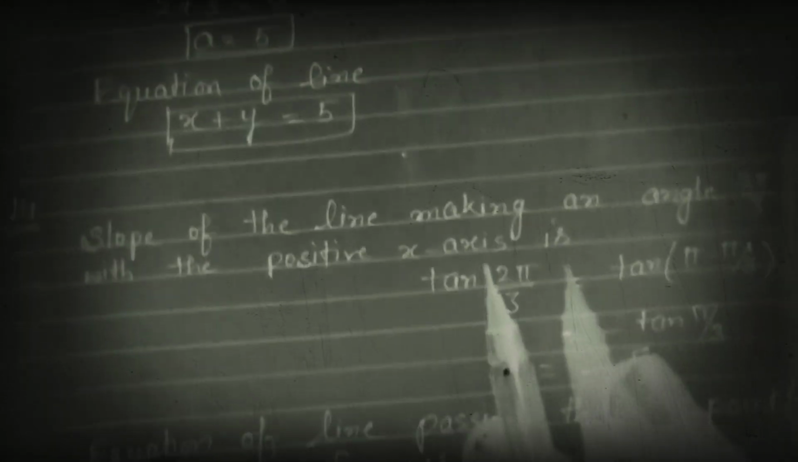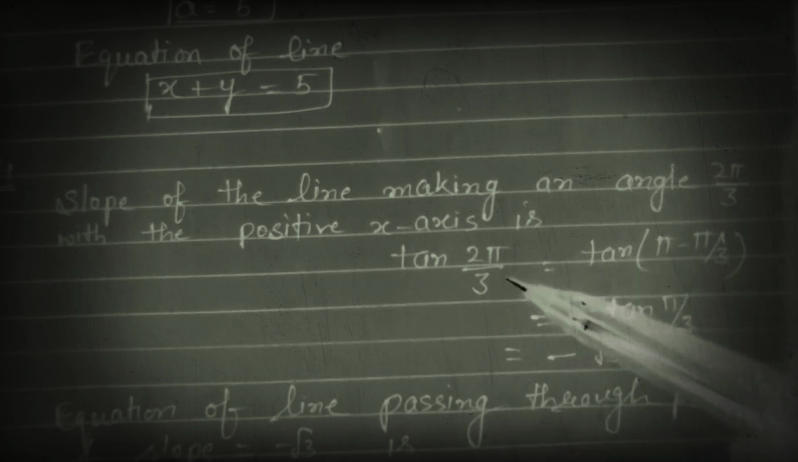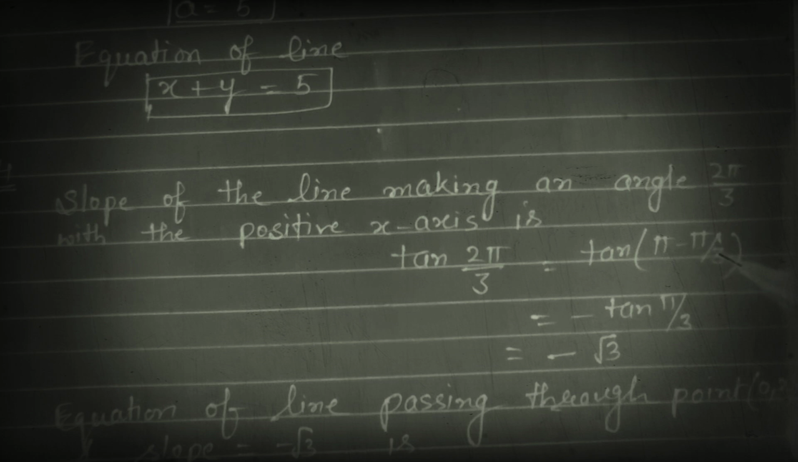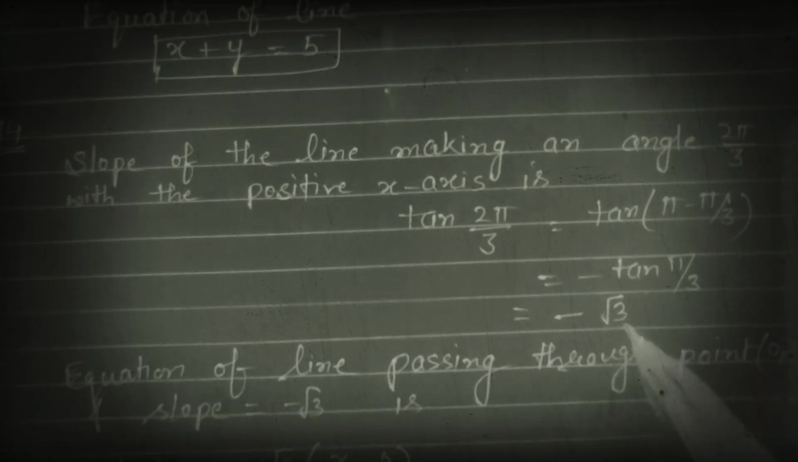Firstly, we have to find the equation of the line whose slope is tangent 2π/3. Tangent 2π/3 is tangent (π minus π/3). 2π/3 can be written as π minus π/3. In the second quadrant, tangent is negative, so we write minus. Since it is tangent of 180 minus an angle, tangent itself will come: minus tangent π/3. So it is minus root 3, because tangent π/3 is root 3.